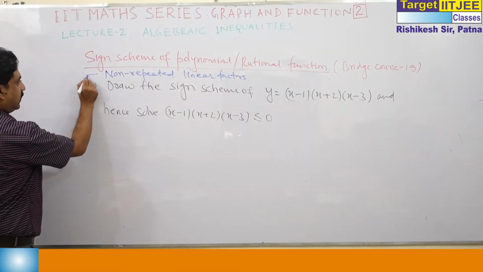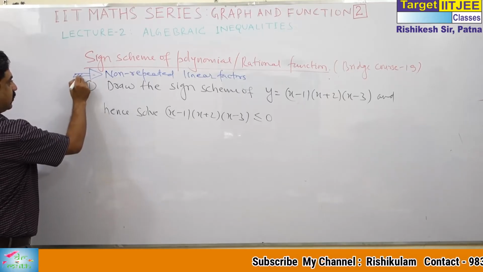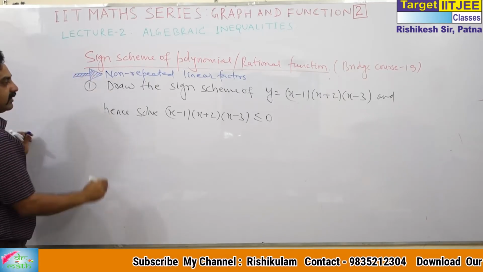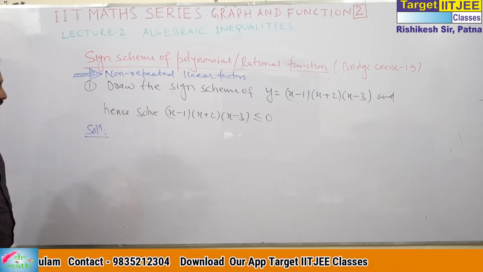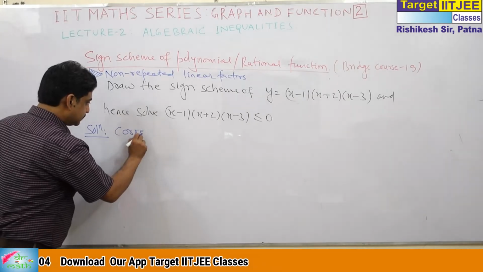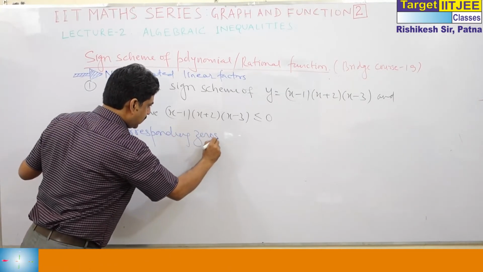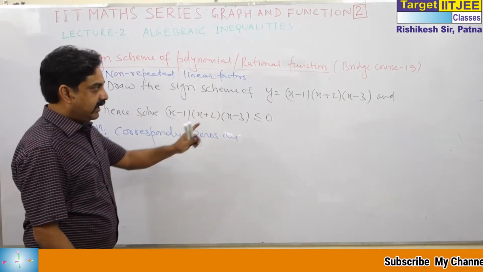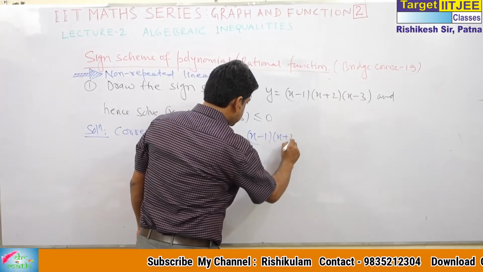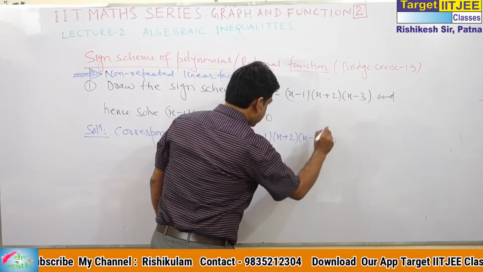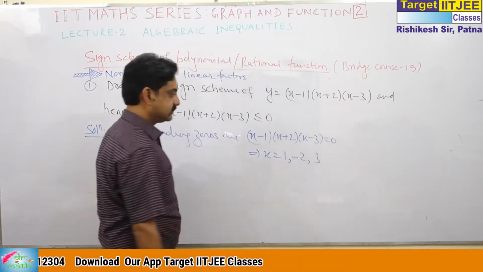First case: this is actually non-repeated linear factors. All about non-repeated linear factors. No one repeats. What is the way? The way is corresponding zeros, or roots. When it becomes 0, (x minus 1)(x plus 2)(x minus 3) is equal to 0, which implies x is equal to 1, minus 2, and 3.